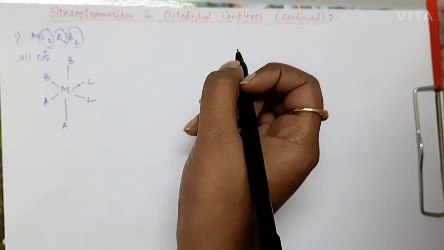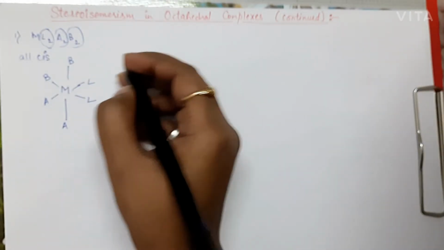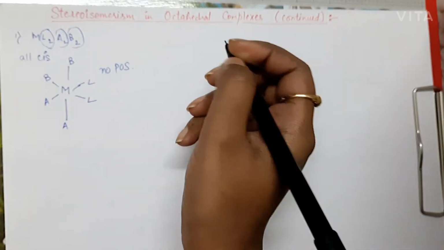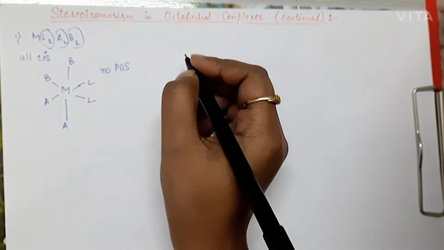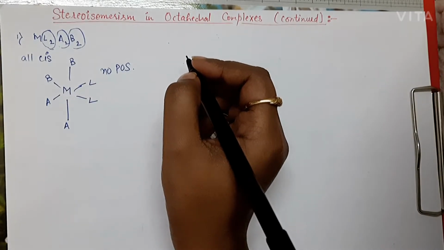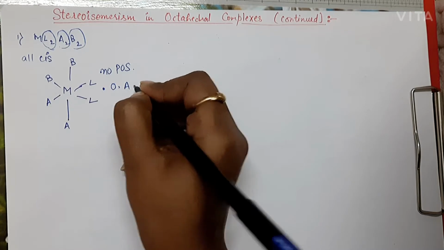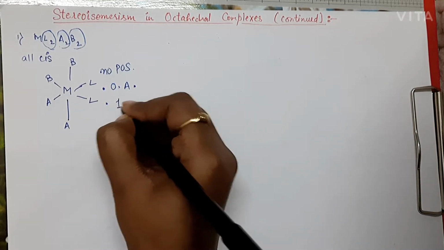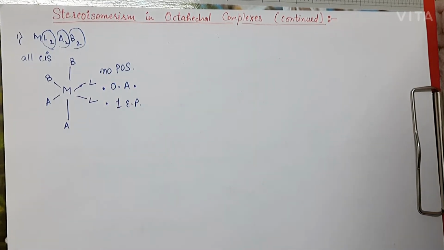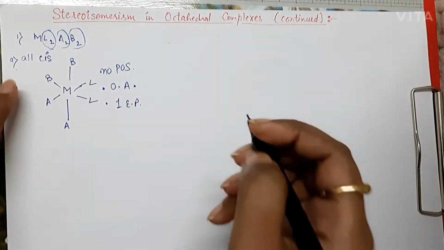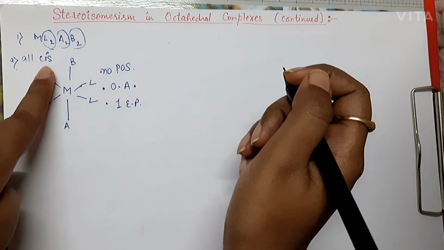Now if I look for the plane of symmetry, then you will realize that there is no plane of symmetry here. Because there is no plane of symmetry, the compound is going to be optically active. So there will be one enantiomeric pair present. Now this is the first case, when I have tried to make all the cis positions possible.